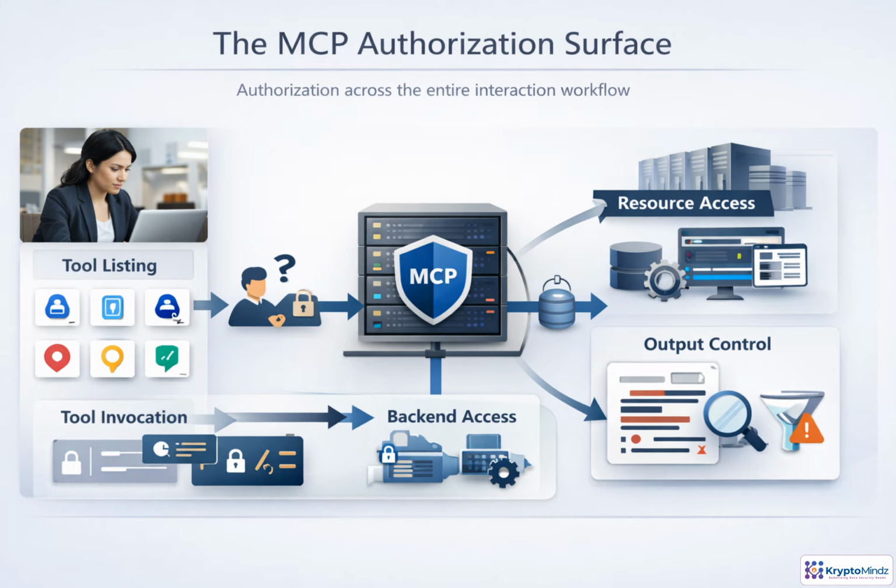MCP authorization works best as a chain of decisions, not one gate at the server. Start with discovery. Tools, prompts, and resources should be visible only when they fit the user's context. When a tool is called, check both the caller and the specific arguments. Then carry identity and policy into downstream systems, because backend permissions still matter. Before returning the result, inspect the output as well. Sensitive fields may need filtering, redaction, or denial. Strong MCP security enforces policy at every boundary.